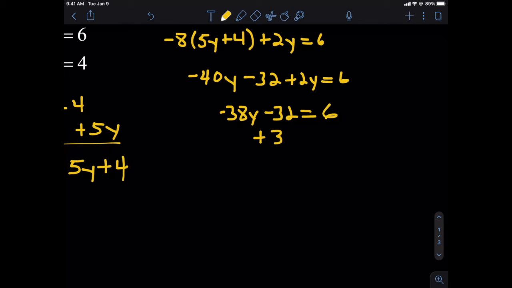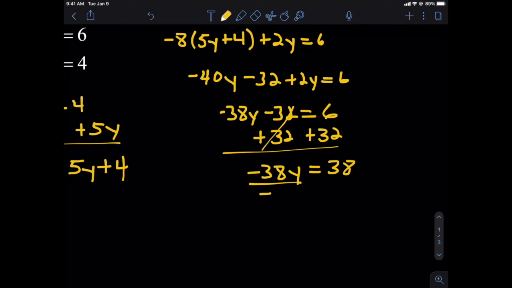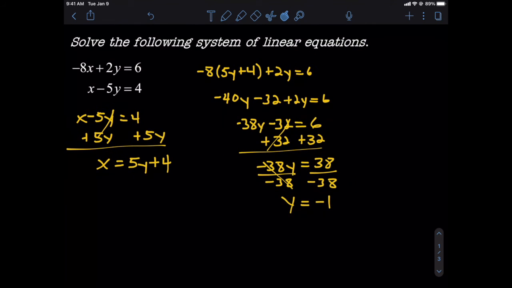Add 32 to both sides. Now we're trying to solve for y, right? That's going to cancel out the 32's over here. We get negative 38y equals 32 and 6 together is 38. Now we've got to divide by that negative 38 in front of the y because it's being multiplied, right? When we do our division, this is going to give us an answer of y equals negative 1. All right, half the information for our answer.